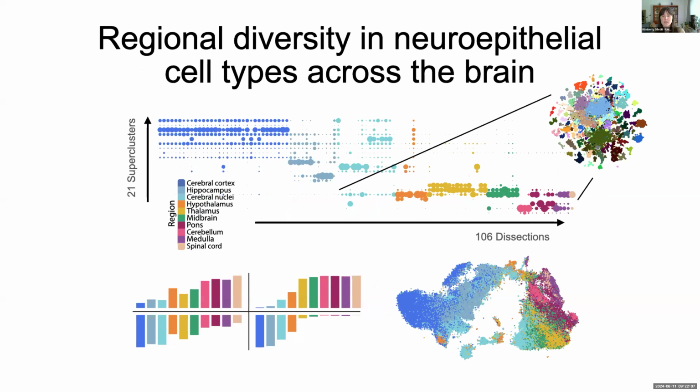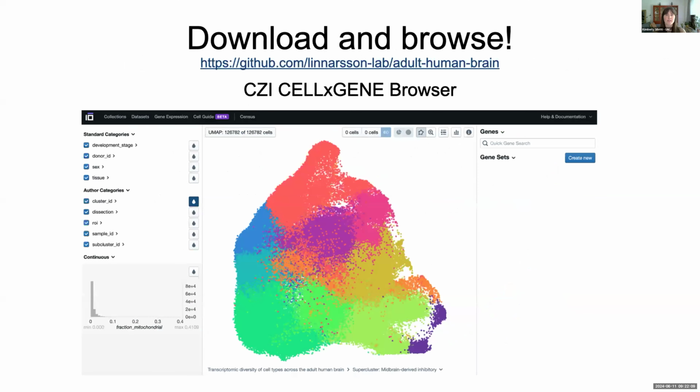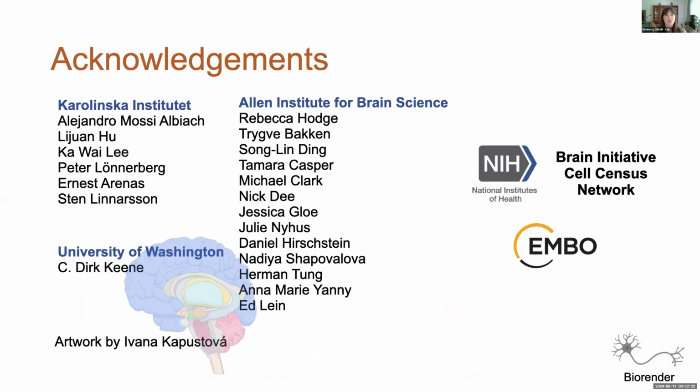And this data, as Ed already mentioned, is available to use. So for example, you can find it at the CellXGene browser, also the GitHub page from the paper. And so we encourage you to explore this data too. And I'll just end by acknowledging everyone who was involved in this work.